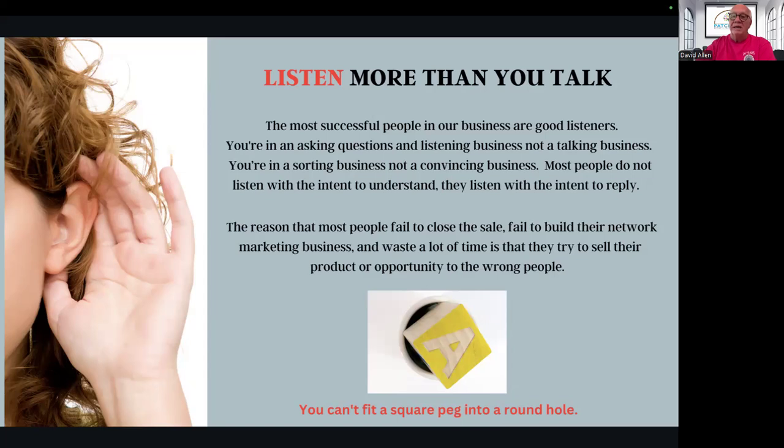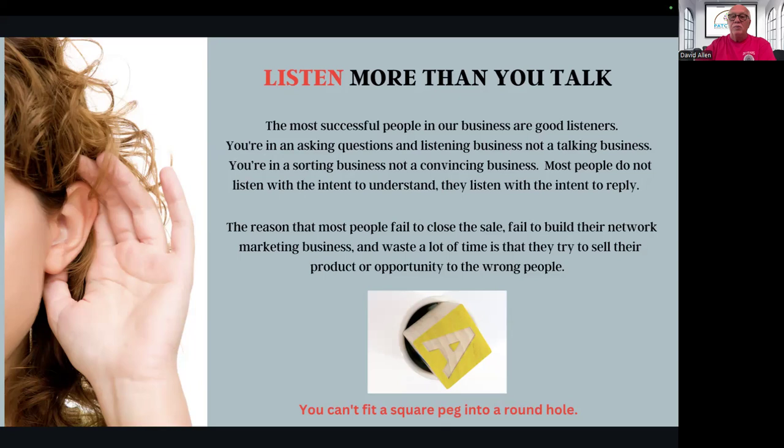So, what does that mean? Most people, when you talk to them, are only hearing part of what you're saying because they want to answer whatever you're questioning them about or talking about. They want to be quick to talk also. So remember that most people don't listen with the intent to understand, they listen with the intent to reply.